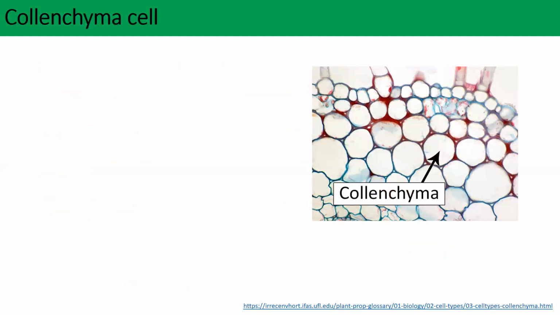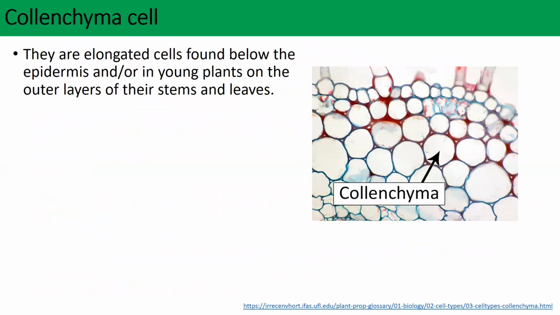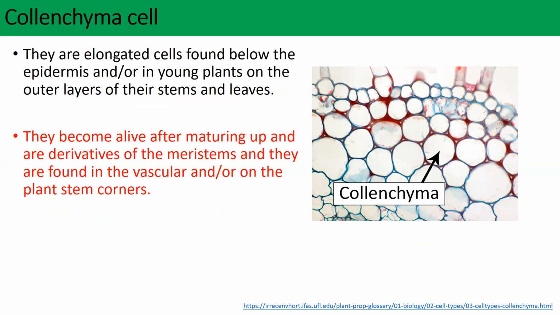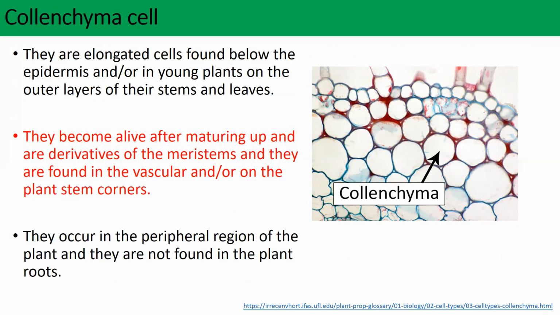Next is collenchyma cells. They are elongated cells found below the epidermis, and in young plants on the outer layers of their stems and leaves. They become alive after maturing and are derivatives of meristems. They are found in vascular tissues and are on plant stem corners. These cells occur in peripheral regions of the plant and they are not found in plant roots.